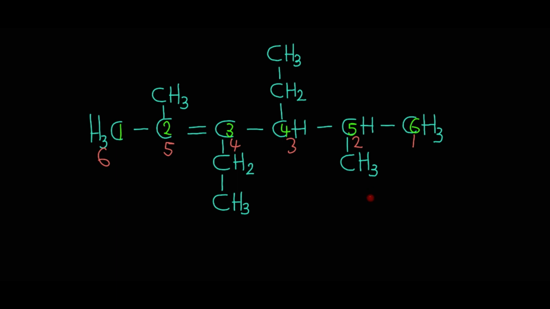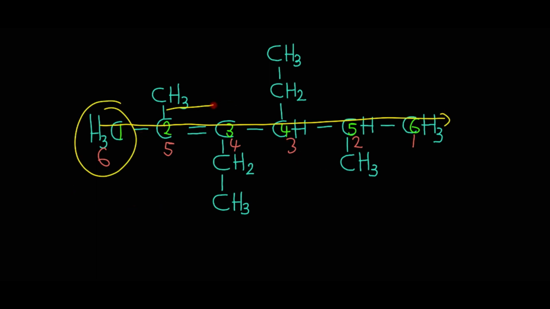But now let's see which direction obtains the double bond early. Let's move from left to right. This is 1, and then this is 2. We obtain the double bond at carbon number 2, and still in this direction the double bond is at carbon number 2.